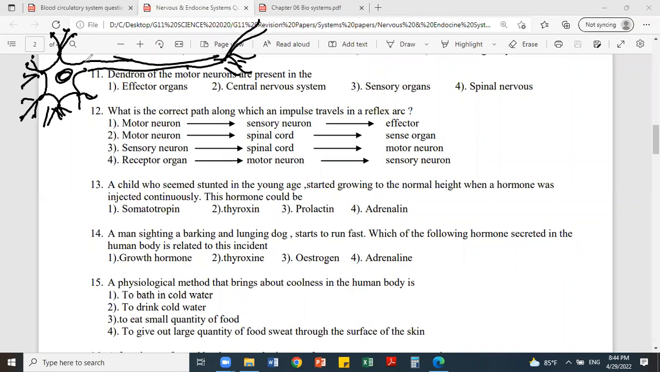Please raise your hand those who got the first answer for this 11th MCQ. How many of you got it? Right, that is the answer. The answer is first and effect. Central nervous system, the answer is second. Central nervous system, brain and the spinal cord. Because dendrons are arising from the cell body.